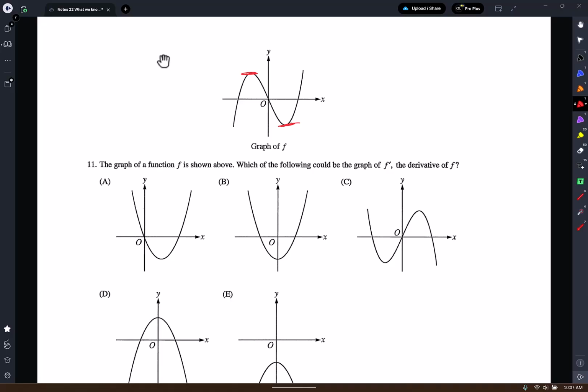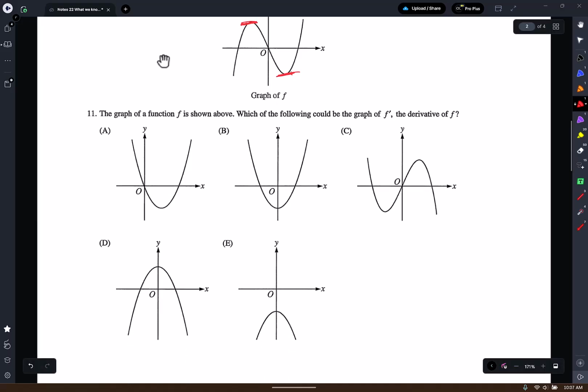If you're on the verge of getting it correct, keep going. Let me just give you hints of what I would do. The very first thing I would do is look at how many horizontal tangents I have on the original. I have 2 horizontal tangents. So that means on my derivative graph, I better touch the x-axis how many times? Twice. The first thing I'm deleting is letter C and letter E because those do not come even remotely close to that. Does that make sense?